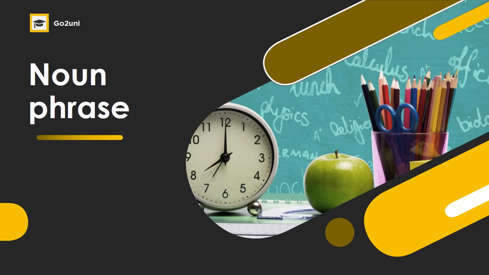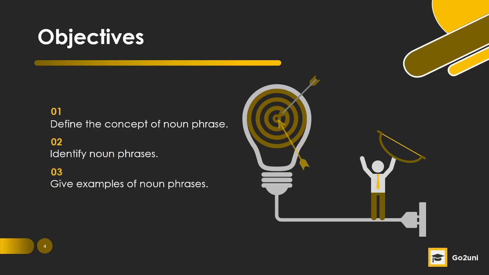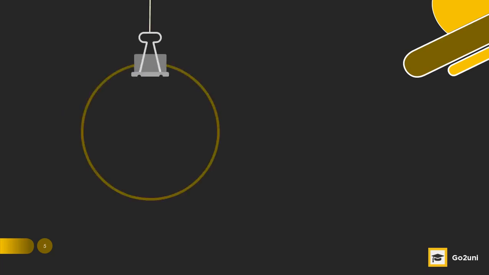Before we answer that question, I want us to review our learning objectives. By the end of the lesson, you should be able to define the concept of noun phrase. You should be able to identify noun phrases either in sentences or in paragraphs or in texts. You should also be able to give examples of noun phrases of your own. You should be able to generate them on your own. And finally, you should be able to discuss the function of noun phrases, the different functions that noun phrases carry out.